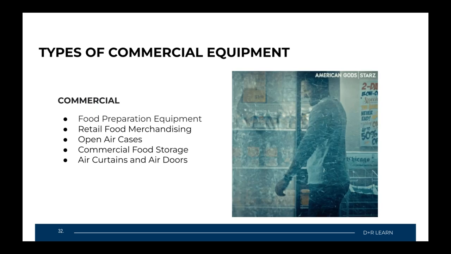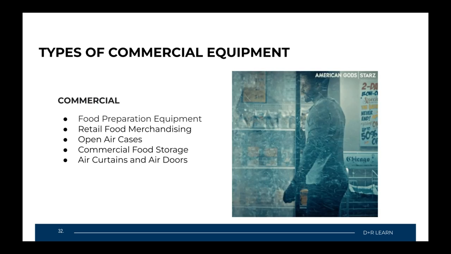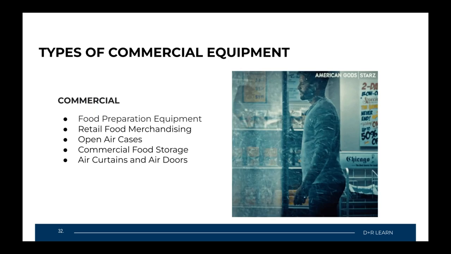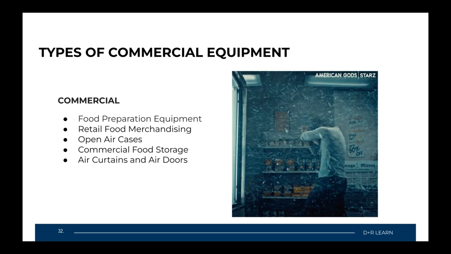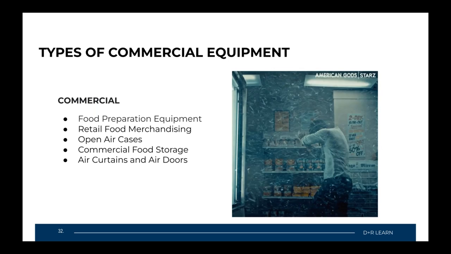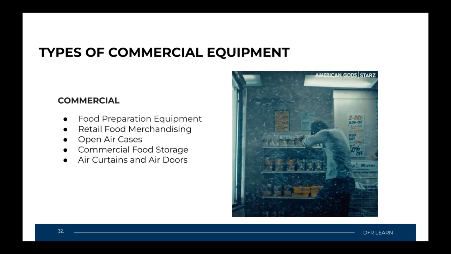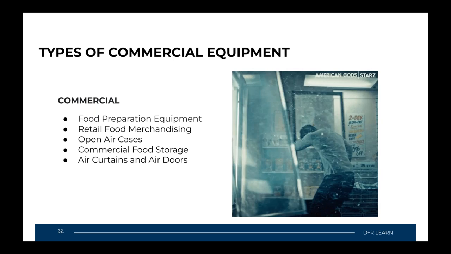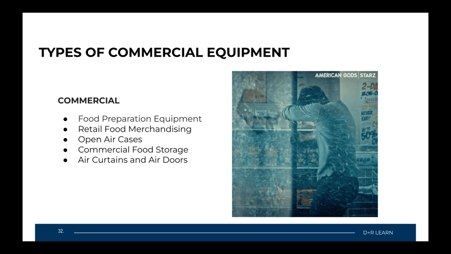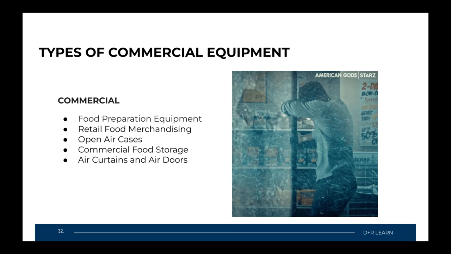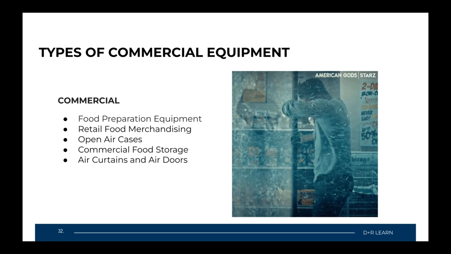We'll go over some of those items, to include food preparation equipment, retail food merchandising, open air cases, commercial food storage, and also air curtains and air doors, which are very important in the commercial refrigeration space when it comes to docks and also areas of a grocery store or even a kitchen that requires these air curtains and doors, so that you can maintain the humidity and temperature controls of the area where you're housing your produce or your foods.